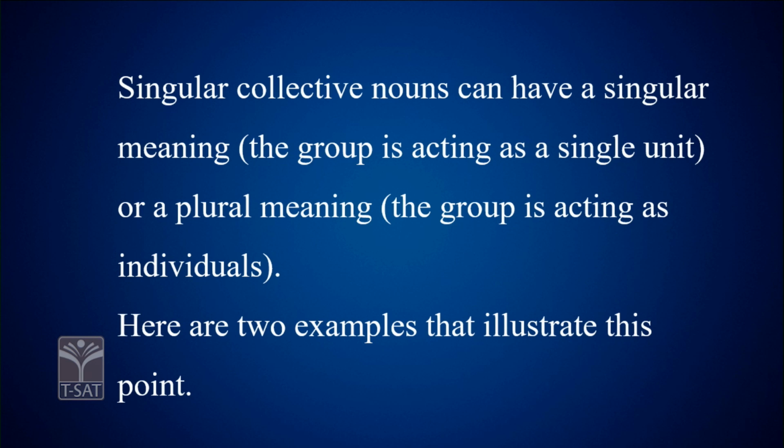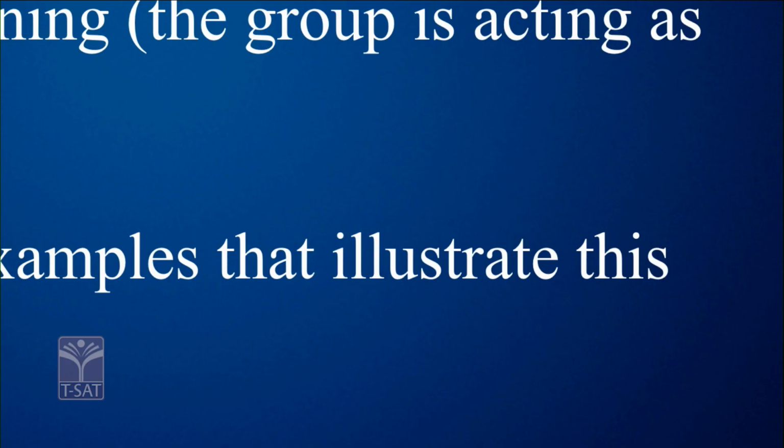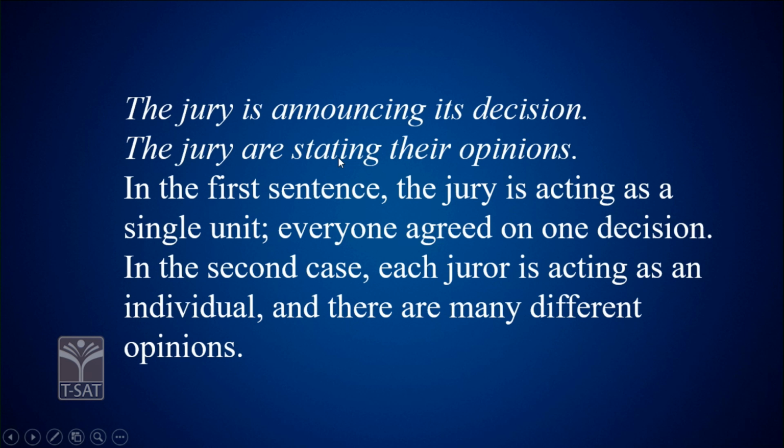Right? And singular collective nouns can have a singular meaning, where the group is acting as a single unit, like team, it is a single unit, or a plural meaning, where the group is acting as individuals. Now you can see with the examples given here. The jury is announcing its decision. The jury are stating their opinion.